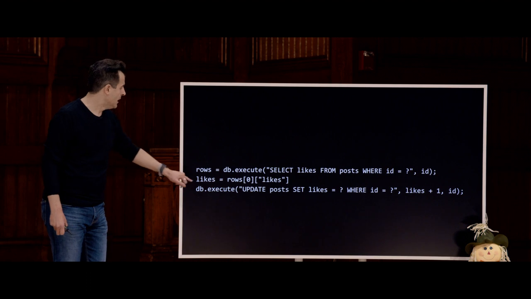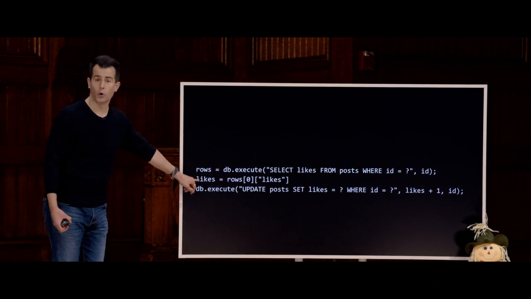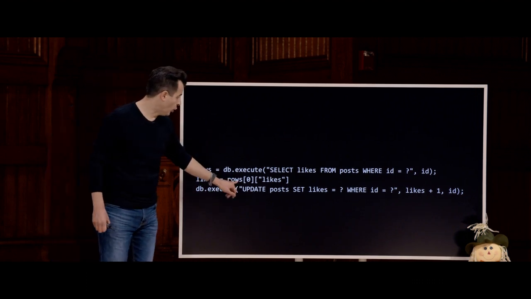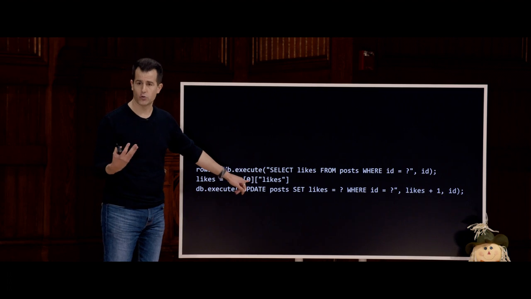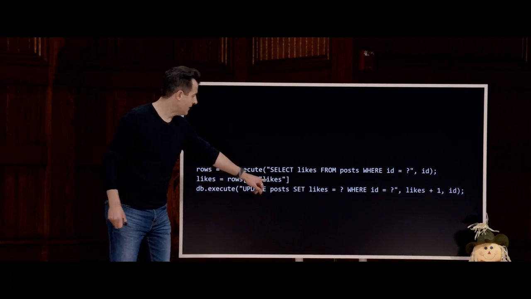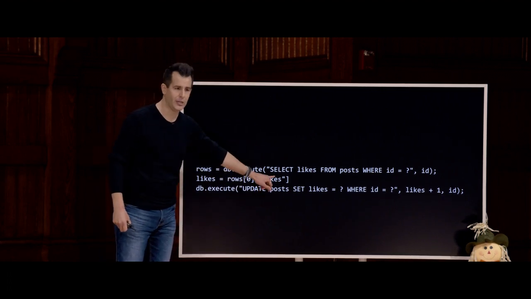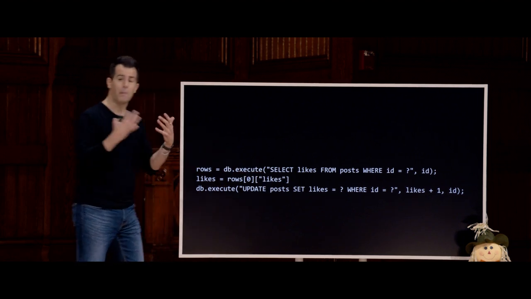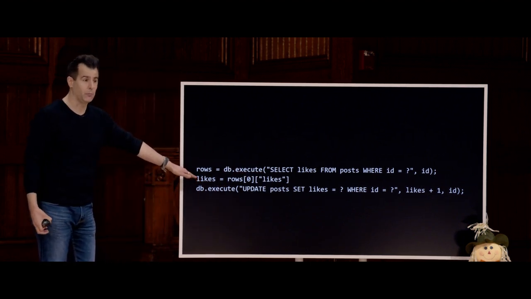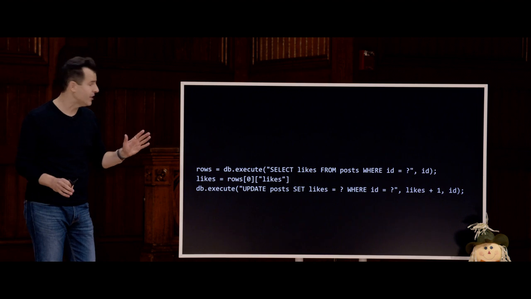And then they do this. They create a variable called likes. They set it equal to rows bracket 0, so the very first row in the result set. And they get the likes key. So this is literally what I just did with the count. Let me hypothesize that Instagram does something similar with the total number of likes. Why are they doing this?